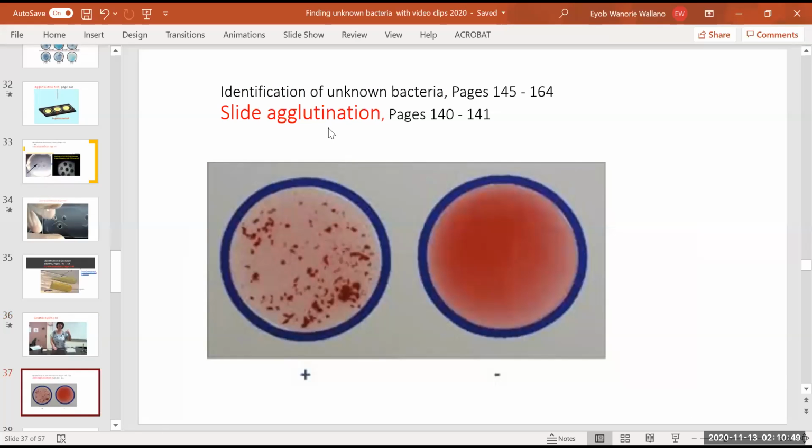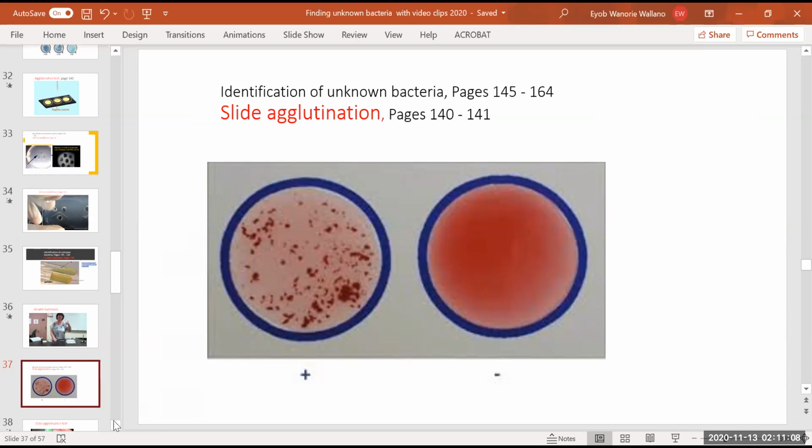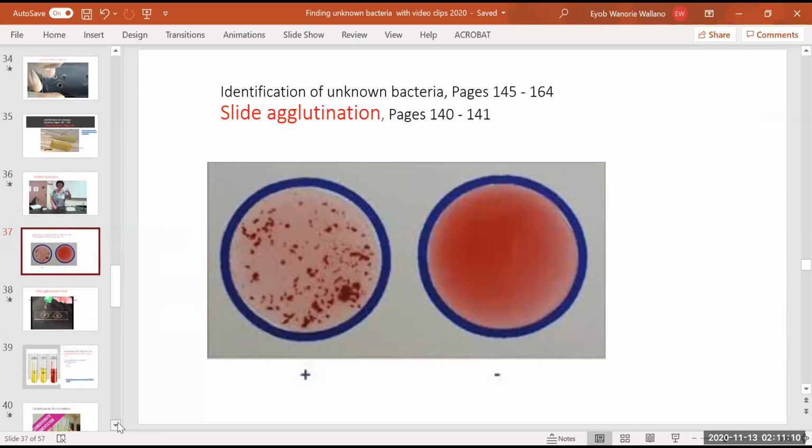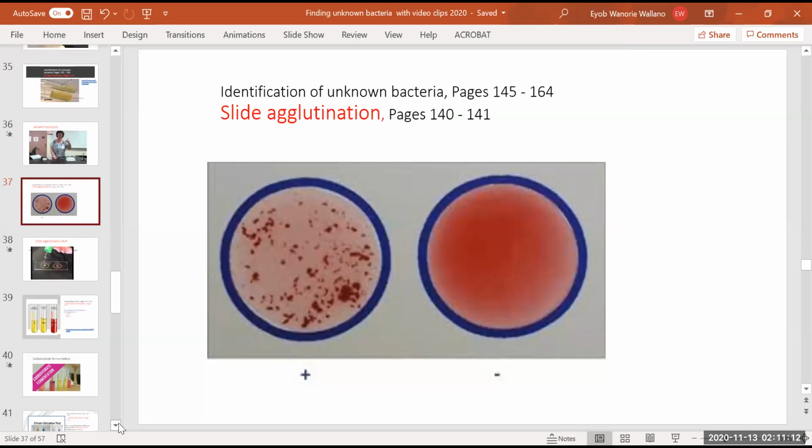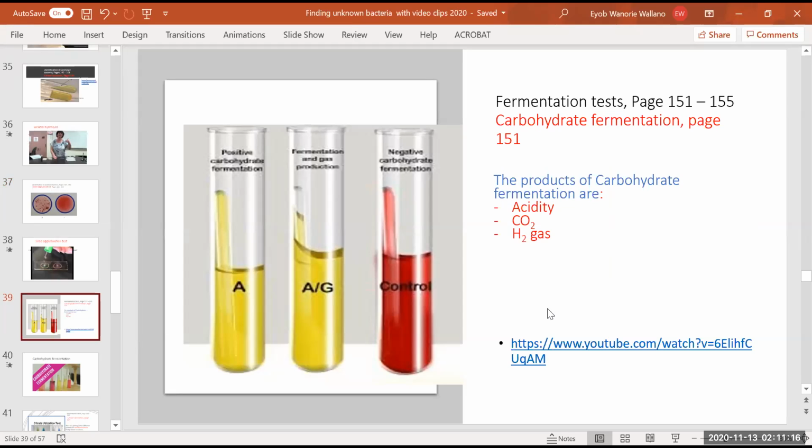Now, this is agglutination, which I told you already about, the blood and then antibodies join together, agglutinate. You see? So this is not agglutination, this is homogenized. So here is agglutination negative, here is agglutination positive. Those are how we are going to do it in blood also. It's very interesting. We are also coming to understand the fermentation test.